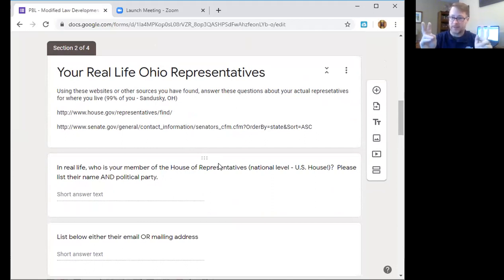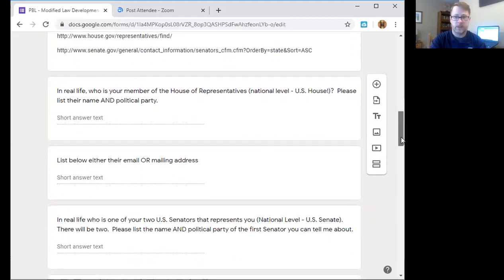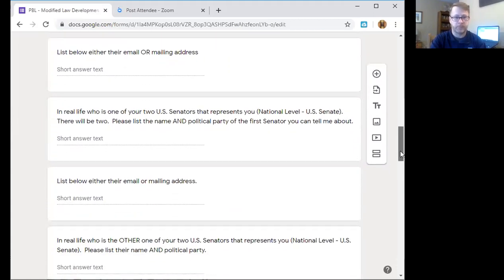Now, I should be saying our district, but in Norwalk, I'm on the other side of that line, so I have a different district representative than you do. And it has to be the national level. So in the U.S. House of Representatives, who is the representative for you? Do not put the Ohio State House. That gets a little confusing. You only have one representative in the U.S. House of Representatives. And I need their name and political party, and then either their email or mailing address. I don't care which one, but I need one of those 2. And if you bounce around their websites, you can find it.